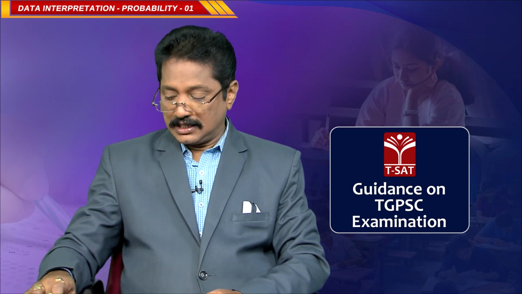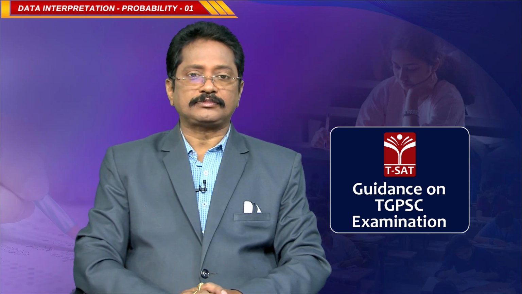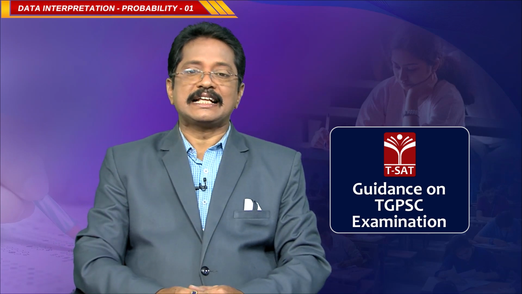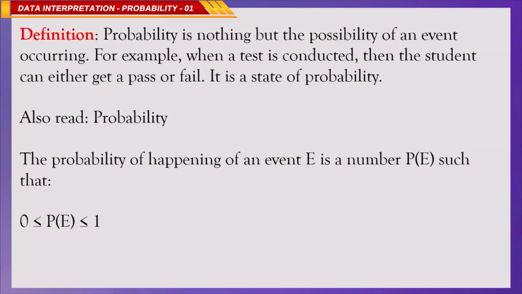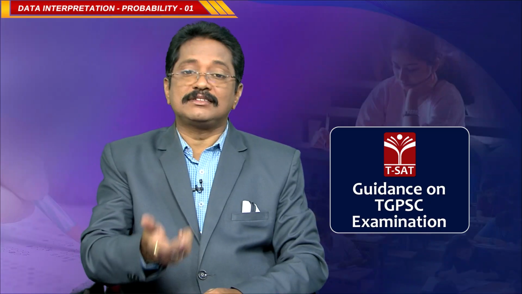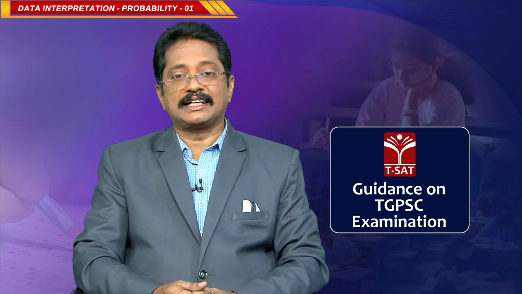Now, we will discuss what probability is. Probability is nothing but the possibility of an event occurring. For example, when a test is conducted, the student can either pass or fail. It is a state of probability. When a coin is tossed, getting head or getting tail is a probable chance. When a dice is thrown, getting the number 3 is a probable chance, correct?